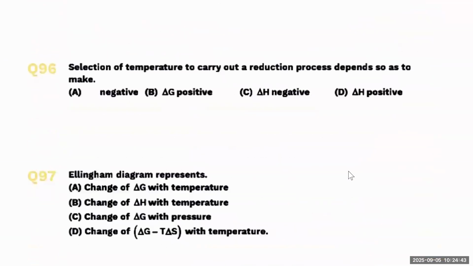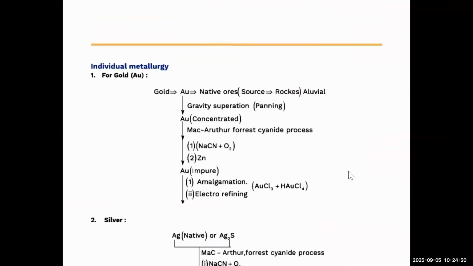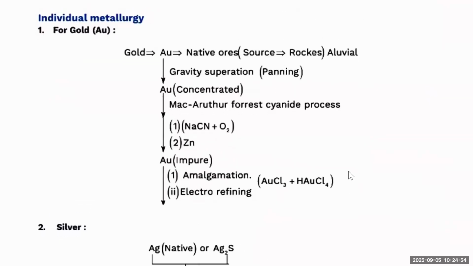Now this is a part wherein we can quickly revise all the metallurgical extractions. So check it out. Quick review of all the metals once. Gold usually comes as natural source, as rocks. First we do gravity separation, which we call panning for gold. Then we get gold concentrate.